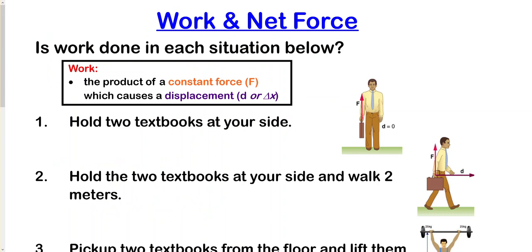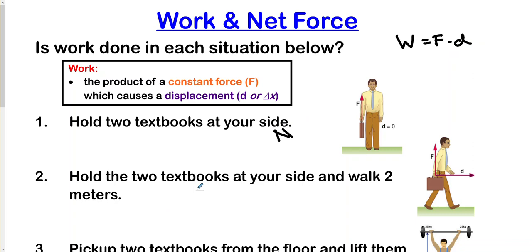Let's look at some different situations here. Is work done in each of these situations? Holding 2 textbooks at your side. Well, there is a force. The force is applied up, but there's no displacement. So force has some value, but displacement is 0. If our equation for work is work equals force times displacement, if displacement is 0, then work is 0. So this would be no. There is no work done in this situation.